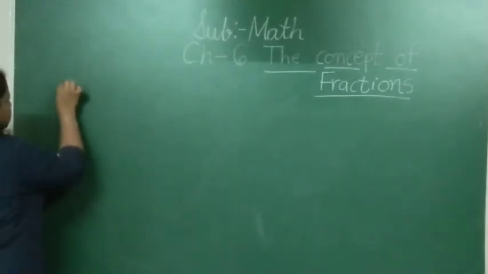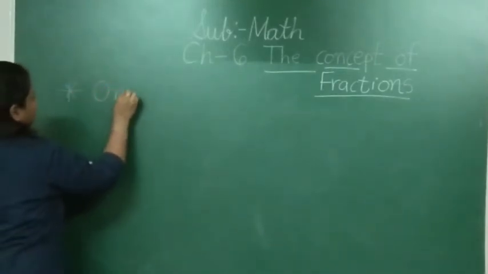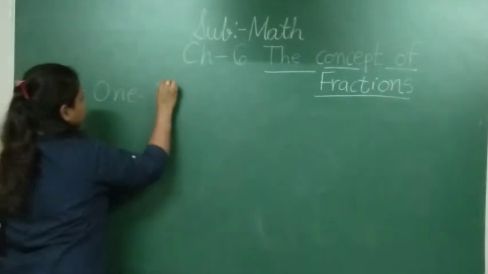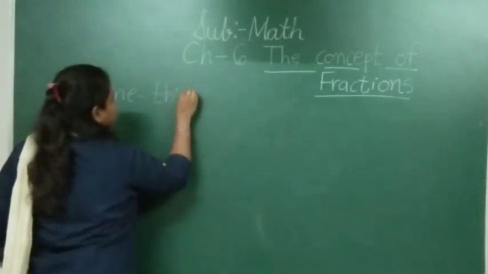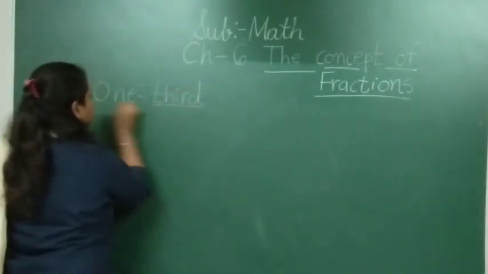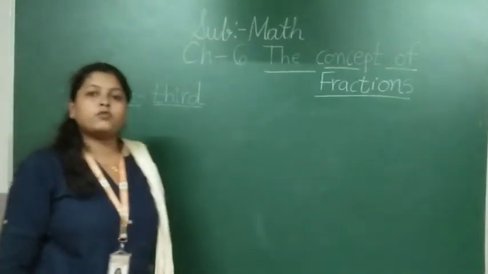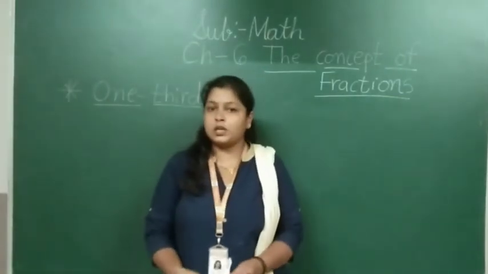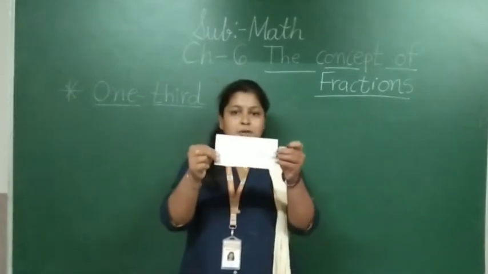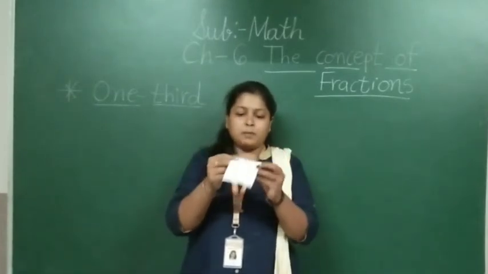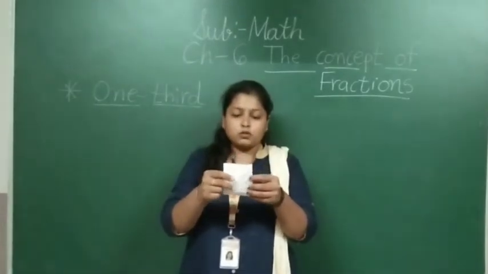So next our topic is 1/3. After completing this one half, we will move to 1/3. This topic is given you. For this I will show you one activity. You have to take a paper and you have to fold that paper into 3.